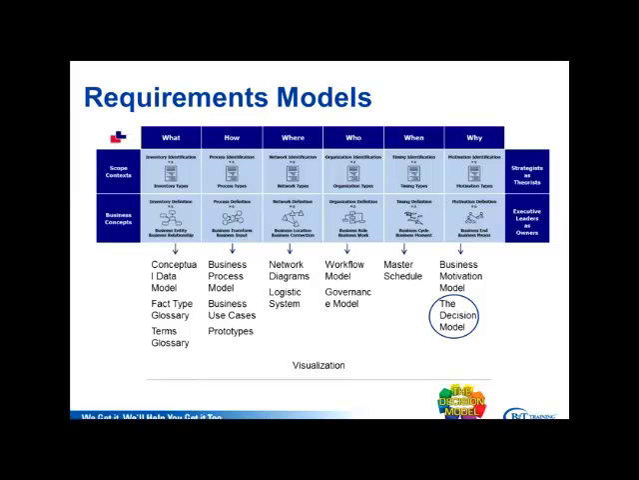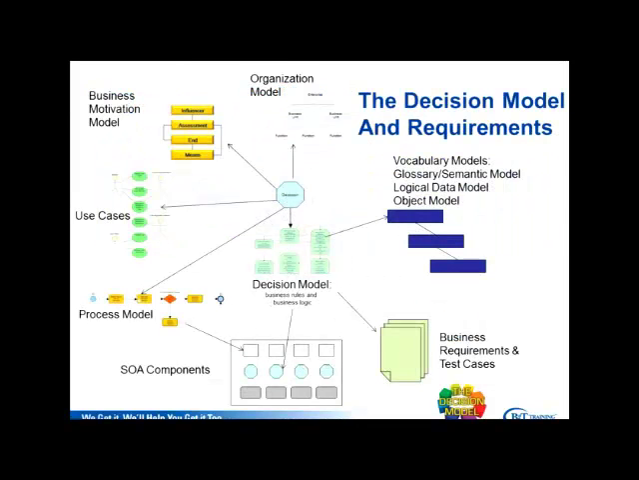So on the next page, we show you some of the models that you might be delivering, and we've simply added the decision model as one of them. And, of course, we put it right in the middle of the diagram, but you don't have to put it in the center. So you'll create process models, data models, etc. And the decision model has connection points to other models.